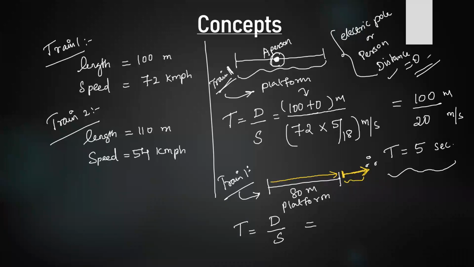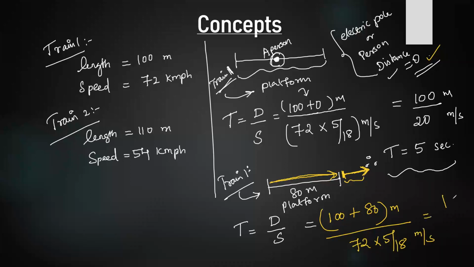Now the train is going to cross a platform, right? So first you need to cover this 80 meter. Then for the distance the train stands, right? So this one is the train length. So train plus platform. For a train to cross an electric pole or a person, distance will be 0. No need to add a distance. But here you need to cross a platform, right? First you need to cross 80 meter, then the train's own length.